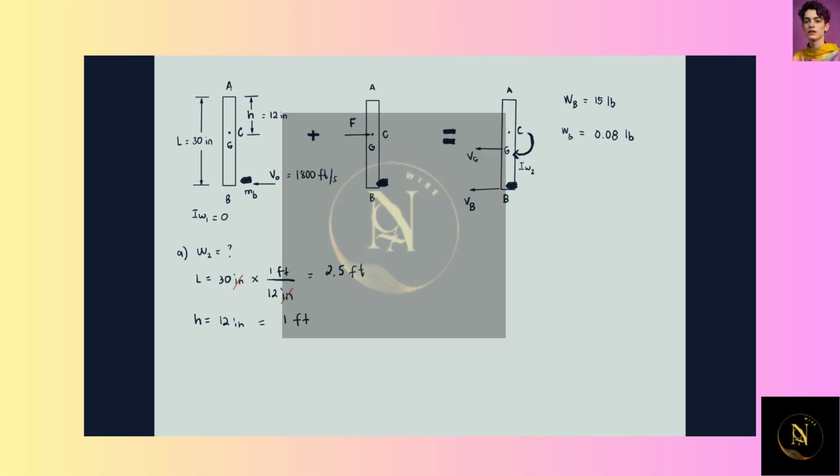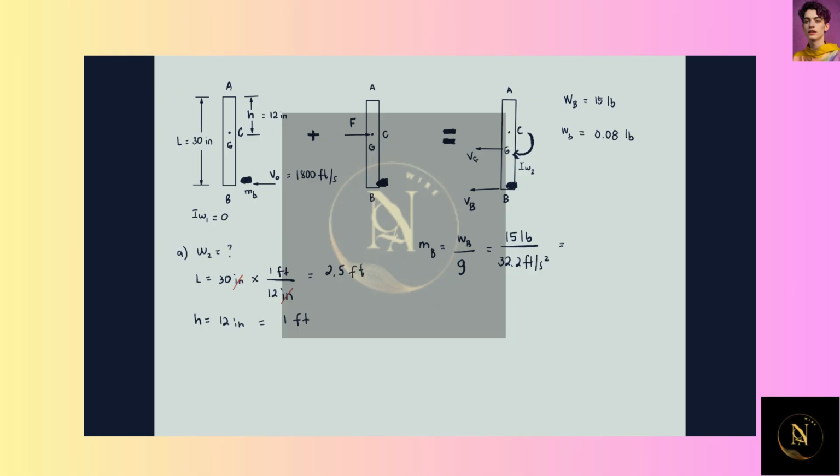In our computations, we'll be needing the mass of the bar and the bullet, not their weight, because what we have is the weight. So let's also calculate the mass of each before we start with the computation. So m_B, the mass of the bar, is equal to its weight divided by the acceleration due to gravity. The weight of the bar is 15 pounds, and the equivalent of g in feet per second squared is 32.2.